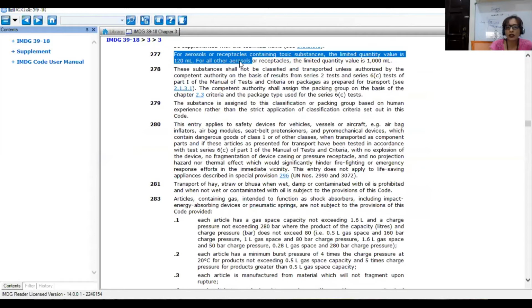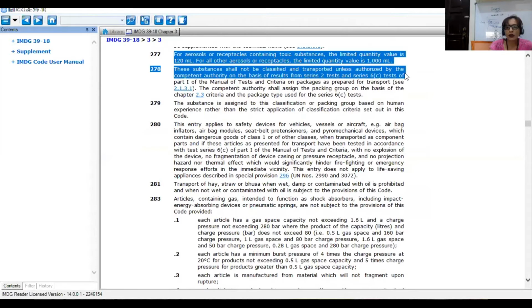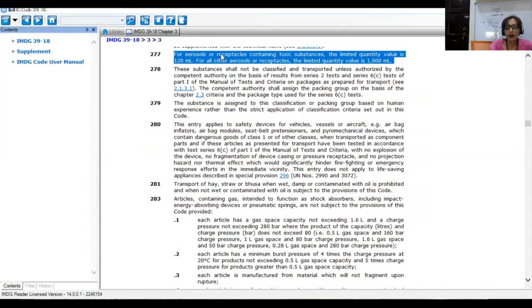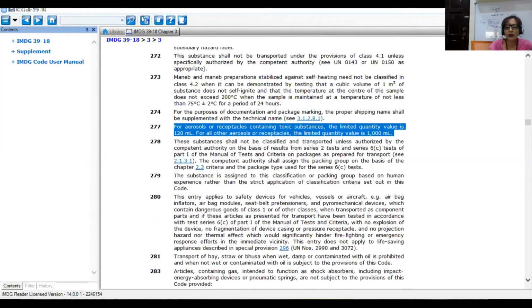Each of it can go in. See, for aerosols or receptacles containing toxic substances, the limited quantity value is 120 ml. For aerosols or receptacles with a limited quantity value of 1000 milliliters, only toxic is 150. All right. But for non-toxic, you can go up to 1 liter. See that? And it can actually go as a limited quantity package. So if it goes as a limited quantity package, then you just stick one limited quantity sticker only.